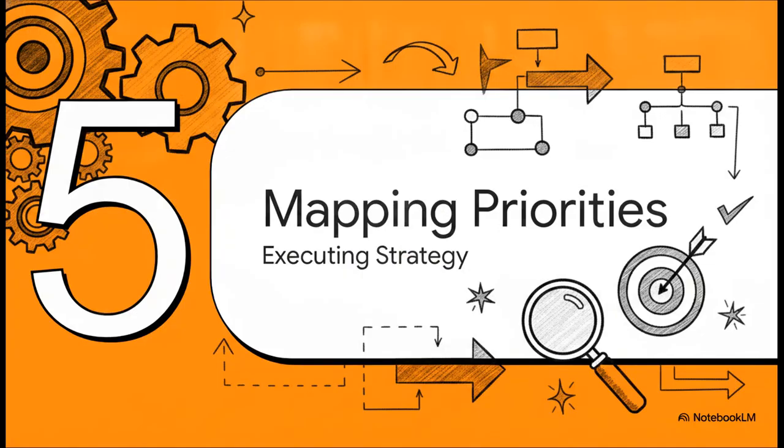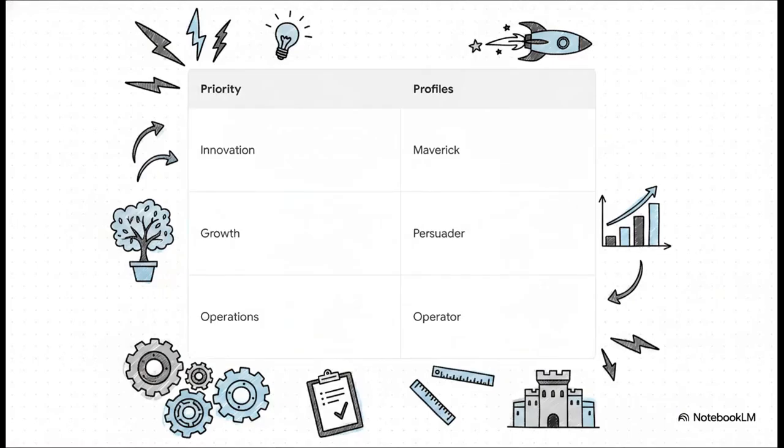Now for the main event, Section 5, Mapping Profiles to Priorities, Executing the Strategy. This right here is where PI transforms into a massive, heavy-hitting strategic tool. It is all about mapping your priorities directly to these profiles. Let's say your macro business goal for the year is operational excellence. Okay, so what behaviors does that actually require?